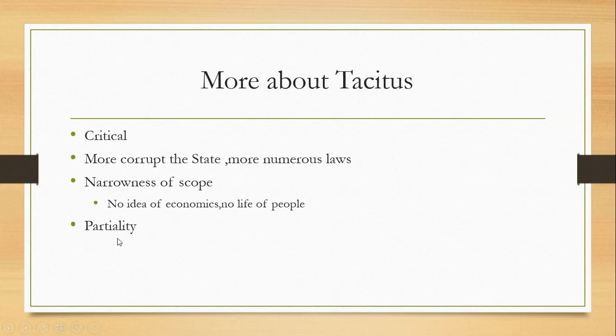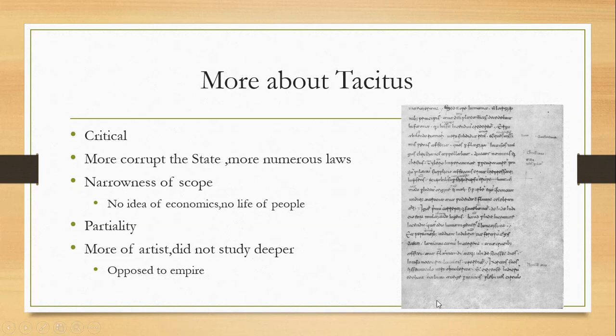He was also partial. Partial in the sense that he always felt that kings were monsters, kind of thing. So he was more of an artist. He did not study very deeply. He tried to write too much, but whether it was history or not is difficult to say. That is what Collingwood says. Collingwood says that Tacitus is a gigantic figure, but whether he was a historian at all is something to be thought of. So this is a picture of his Annals book.